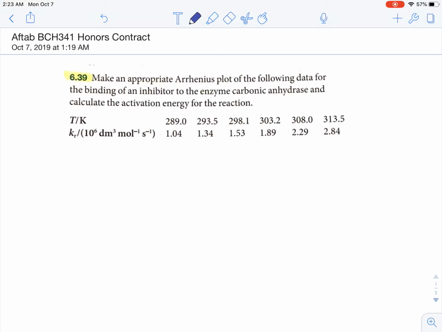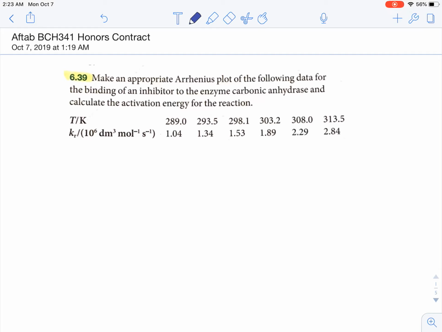My name is Umar Aftab and today I'll be talking about problem 6.39 from the Atkins text. This problem asks us to make an appropriate Arrhenius plot for the following data for the binding of an inhibitor to the enzyme carbonic anhydrase, and it also asks us to calculate the activation energy for this reaction.